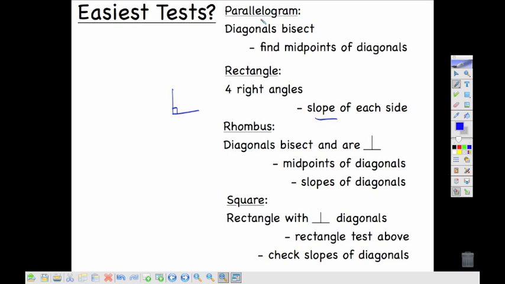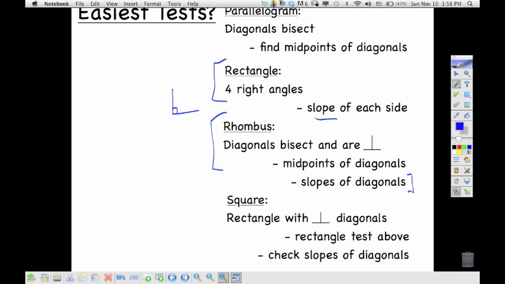With a rhombus, if we already know that it's a parallelogram, we can check the midpoints of the diagonals. Okay, that's what we're doing with a parallelogram, and then check the slopes of the diagonals as we just did to see if they're perpendicular. With a square, we just check if we have a rectangle and if we have a rhombus, so we'd have to do all of that work to make sure it fits both of those.